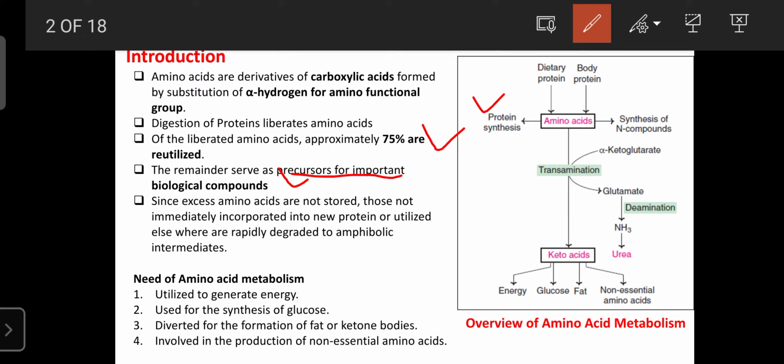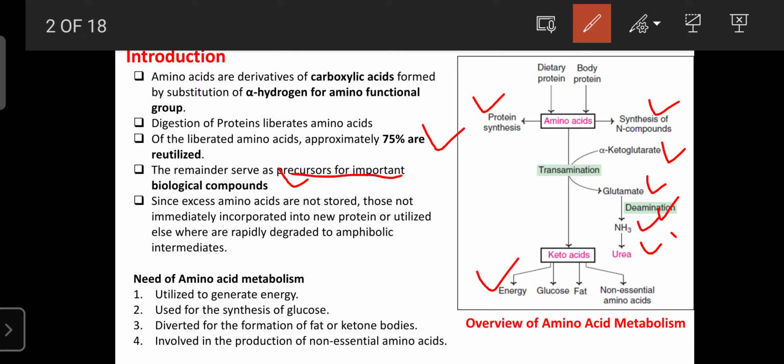These amino acids are also involved in the synthesis of nitrogen-containing compounds. They can undergo a catabolic process known as transamination. Then they are involved in the formation of alpha ketoglutarate, and from alpha ketoglutarate, glutamate. Glutamate can undergo deamination, and then it is involved in the formation of ammonia and urea. In this way, the remaining excess amino acids undergo catabolism and are excreted from the body, or some amino acids are used for the synthesis of energy.